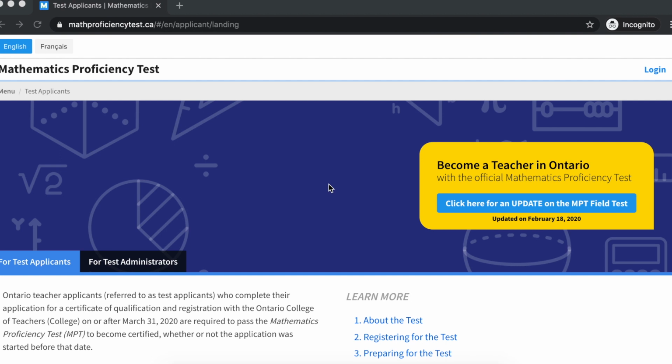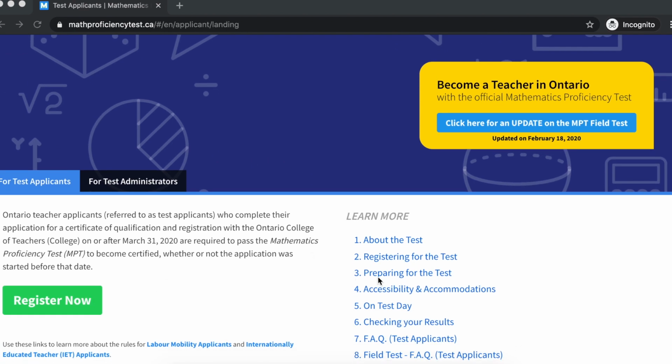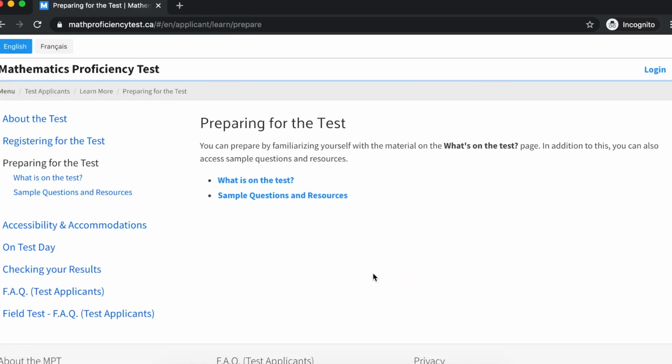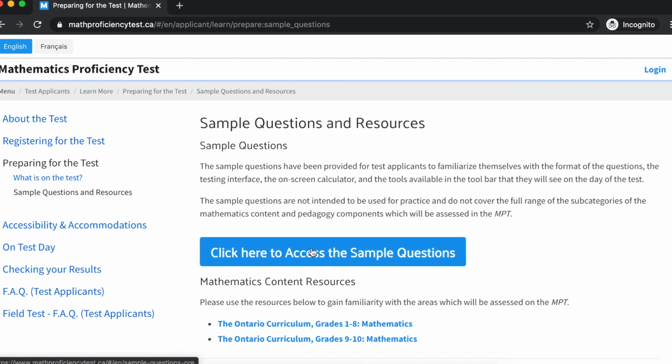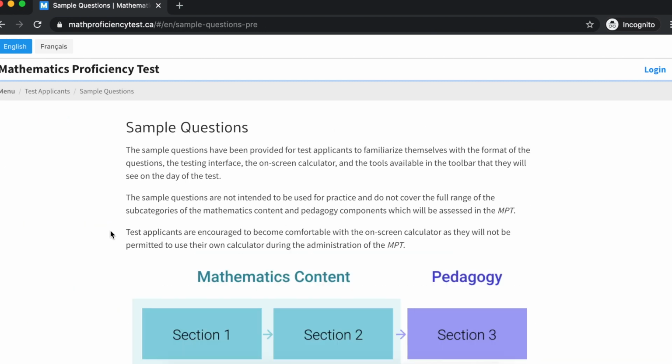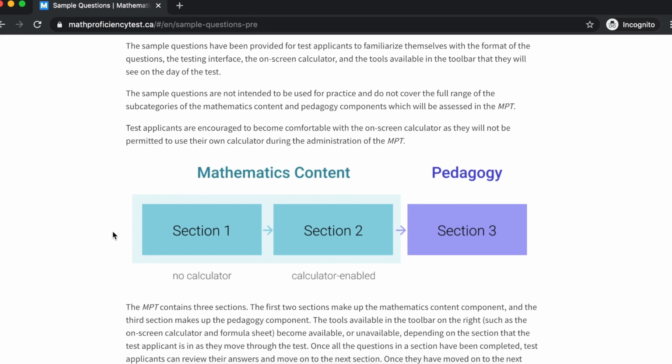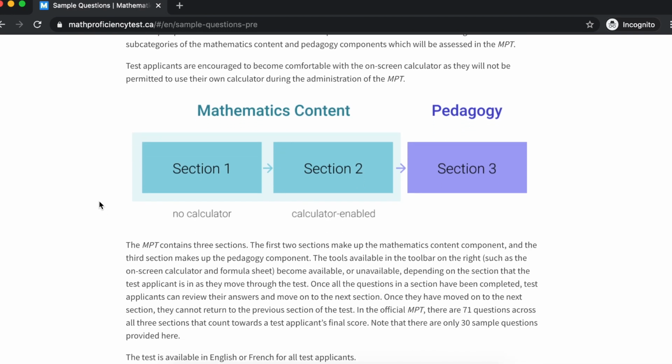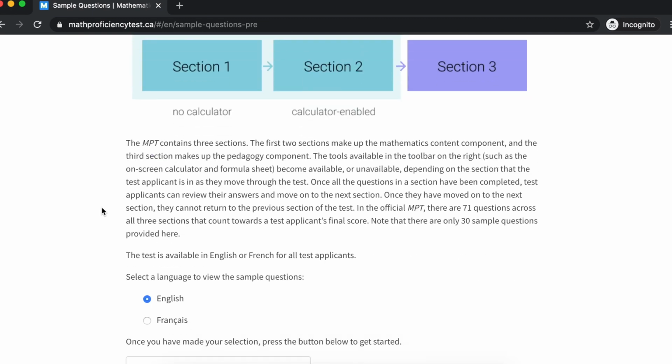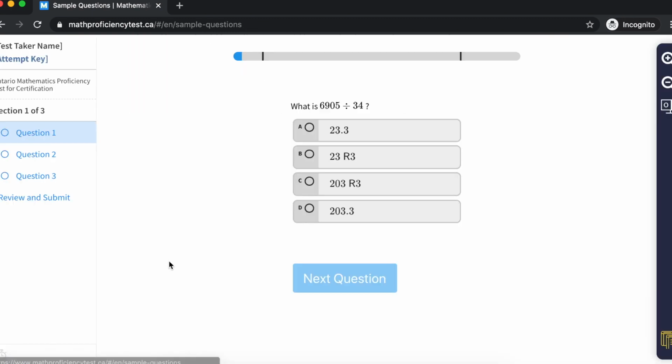Okay, so the first thing to do is open the Math Proficiency Test website and make sure that you're in the section for test applicants. Then in the Learn More section, number 3, go to Preparing for the Test. Then we can go to Sample Questions and Resources, Sample Questions, and then this just tells you some information that you can read later about the sample questions and what type of content there's going to be in each section, and open the sample questions.